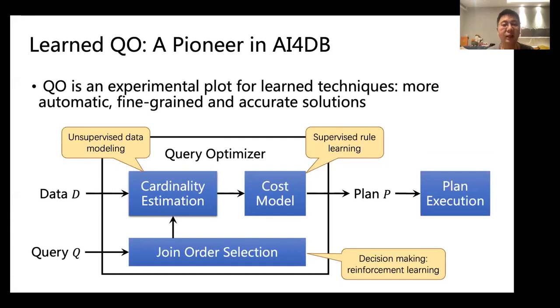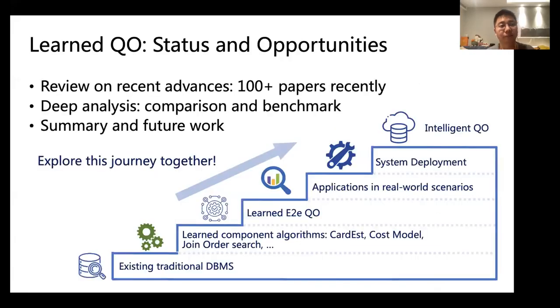We can automatically learn it by supervised learning methods. So these learned techniques may be more automatic, fine-grained, and accurate solutions. So we have witnessed a progress of advances recently on query optimizer. We have witnessed more than 100 papers published recently in this area. So query optimizer has been a pioneer in AI for DB and beyond.